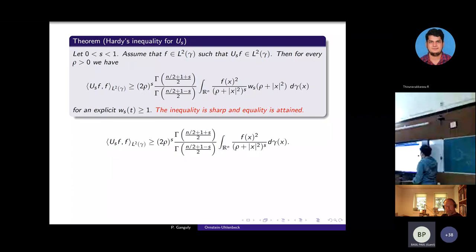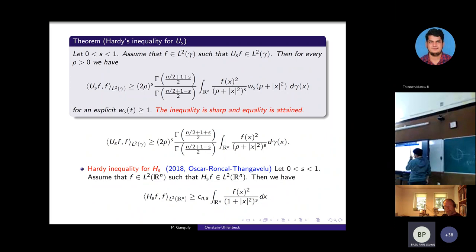Now, since U_s, L_s and H_s, everything is connected, we can deduce another similar inequality for L_s. Then we can also deduce a similar inequality for the usual fractional power. And also using the relation between this Ornstein-Uhlenbeck and Hermite operator, we can deduce a Hardy inequality for the fractional power of the Hermite operator, which was previously obtained by Ciaurri, Roncal and Thangavelu in 2018. So this reads as this. This comes as a corollary from our result.